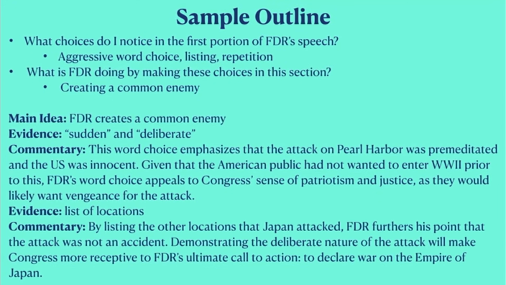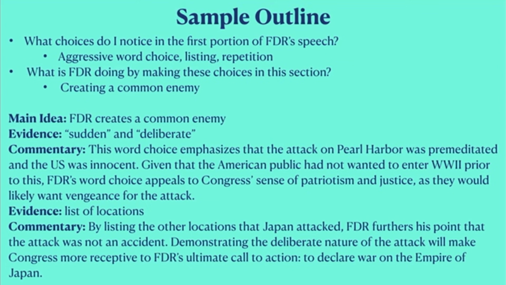One of the biggest struggles students tend to have when they divide a passage into sections is they're like, I don't know how to write about 3 or 4 different choices all at once. That's really hard. What you want to remember is that choices don't operate in isolation. They work together. So first ask yourself, okay, what choices do I notice? In the first section of FDR's speech, I noticed that he had some aggressive word choice. He was also listing different places that were attacked, and there was repetition.